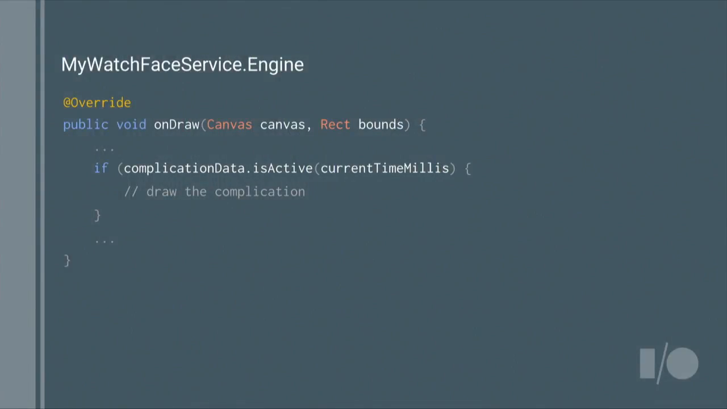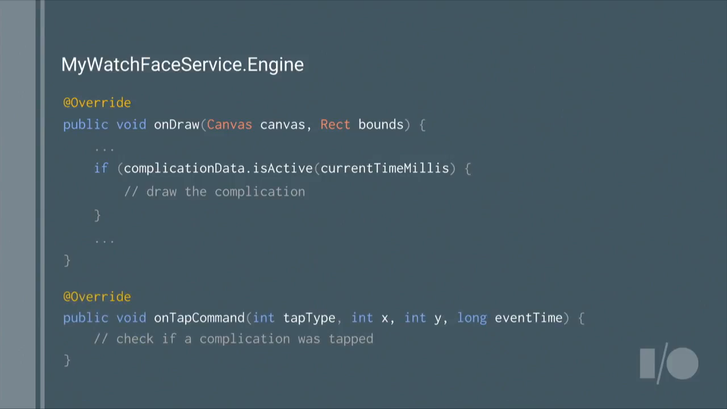There's one other thing you should do, which is to check to see if complications are tapped on. You do this using the Interactive Watch Faces APIs that we announced last year. So that is by implementing the onTapCommand method. If a complication is tapped on, then you need to check the complication data to see if it specifies a tap action pending intent. If there is one, you need to fire that intent when the complication is tapped on. This allows deep linking from the complication straight into a relevant activity. OK, so that's how to add complications to your watch face.